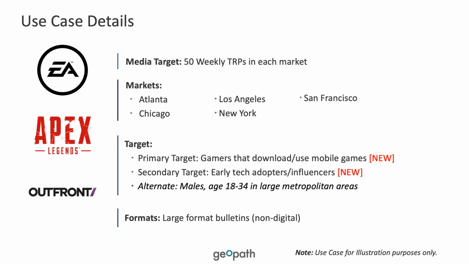And we're going to obviously show you how that perception is wrong and how you can show that you can reach these types of targets. But maybe they're also giving an alternate target, males age 18 to 34 in large metropolitan areas, right? And they've also specified they want big format, large format bulletins. So non-digital, they want to be on non-digital. They want to own the whole share of voice on it. So that's our use case.